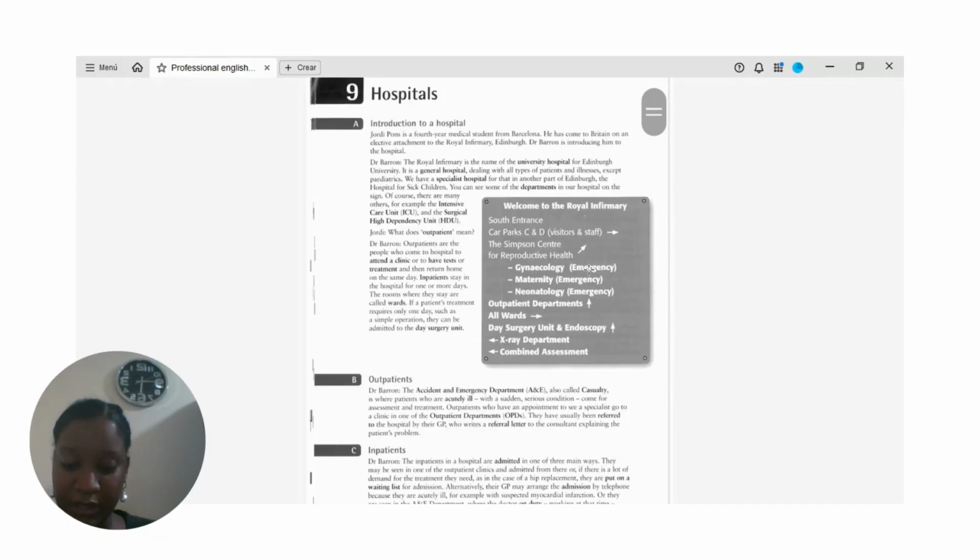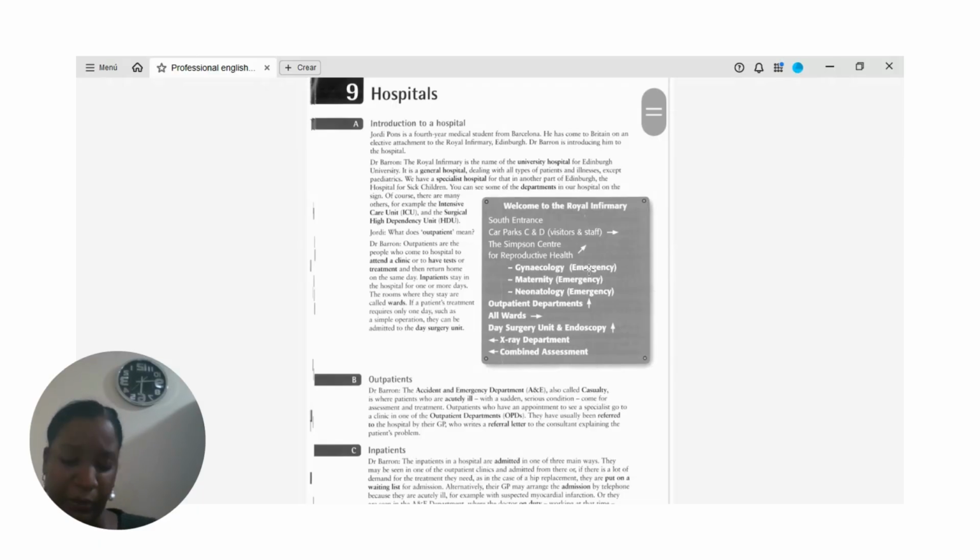Alternativamente, su médico de cabecera puede organizar el ingreso por teléfono porque están gravemente enfermos, por ejemplo, con una sospecha de infarto de miocardio, o son atendidos en el departamento de urgencias, donde el médico de guardia trabajando en ese momento organiza el ingreso. Esto sucedería en el caso de un paciente con una fractura de cuello femoral. Por ejemplo, los hospitales más grandes pueden tener una unidad de evaluación donde los pacientes pueden ser evaluados, siendo ingresados temporalmente mientras se evalúa su condición.